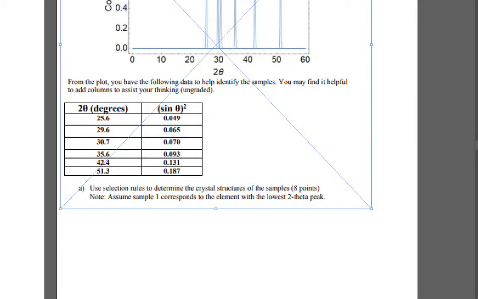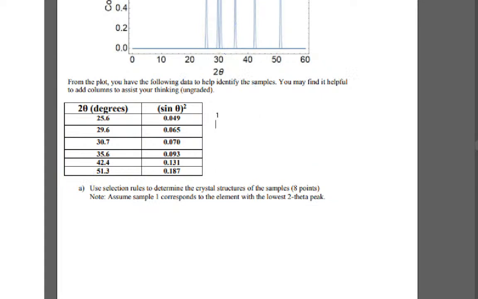I don't know what to do first. The first thing that my intuition states is that you normalize the value and then you just remove the thing. So let's just divide the entire thing by 0.049. So the first one here, that would be 1. The second one there, 0.065 divided by 0.049, that's 1.3.